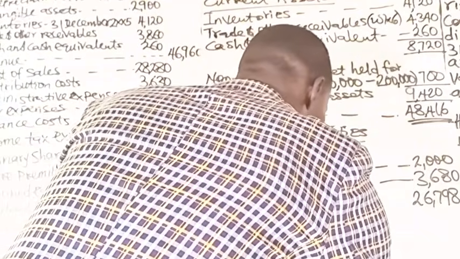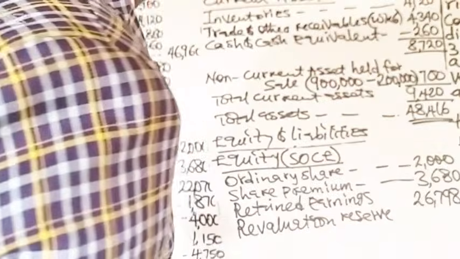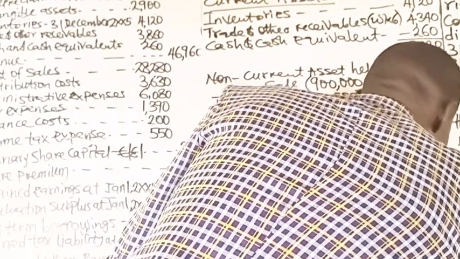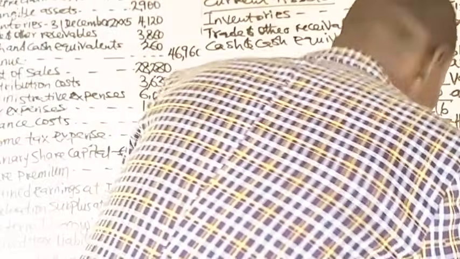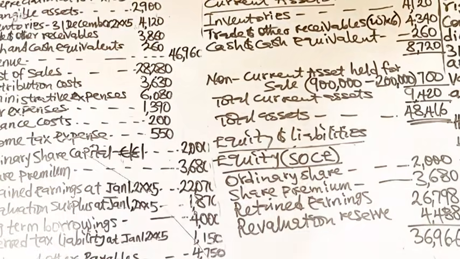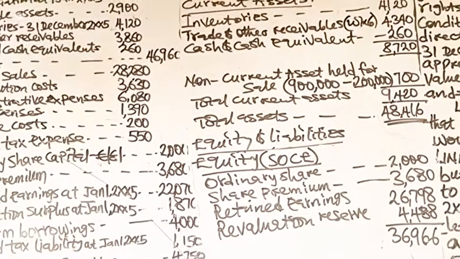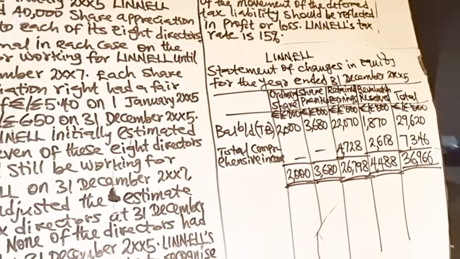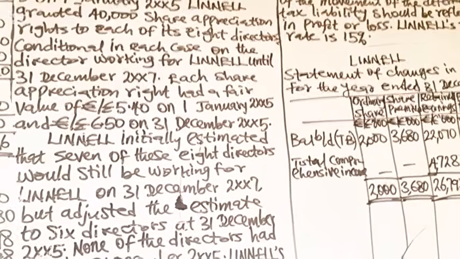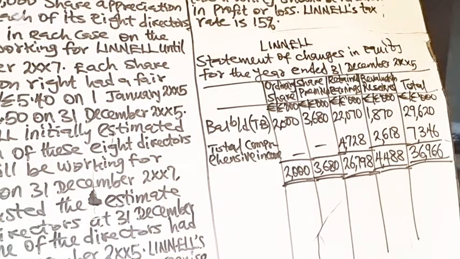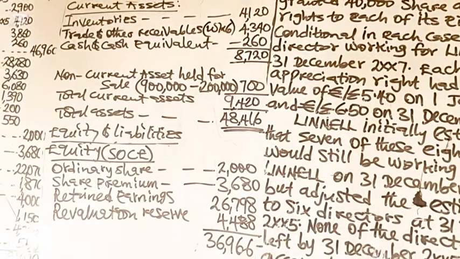of 4488. And the total is 36,966. So all these figures or amounts were obtained from our statement of changes in equity. This is our statement of changes in equity, and this is where all these figures were obtained from. After equity, we have the non-current liabilities.